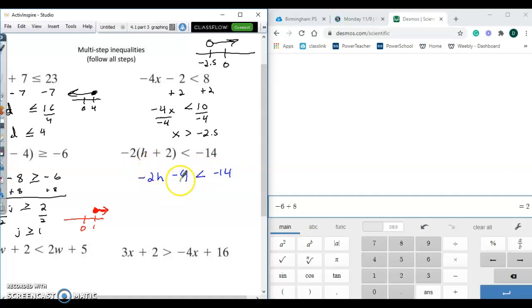We have to isolate the h, so let's get rid of the negative 4 by adding 4. Get on your calculator, negative 14 plus 4. Negative 14 plus 4 will be negative 10. You're going to now divide by a negative 2, divide by what you see. Then h, and because we divided by a negative, I'm flipping that sign. So h is greater than, and then negative 10 divided by negative 2 is going to give us positive 5.